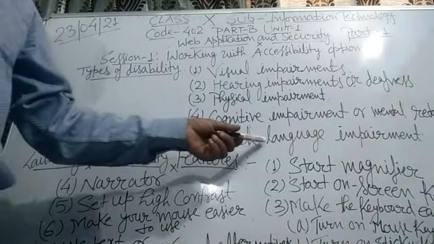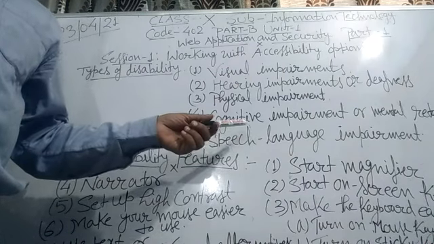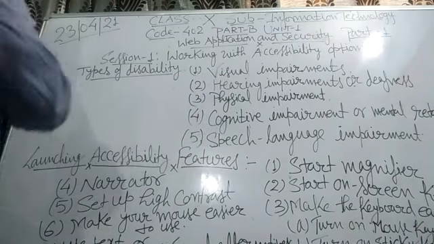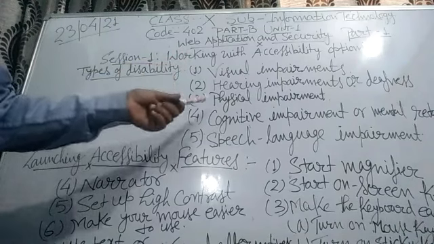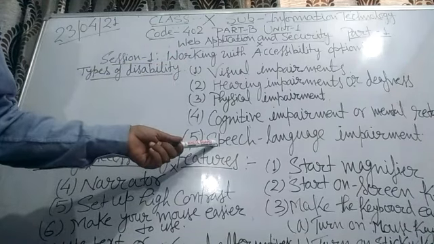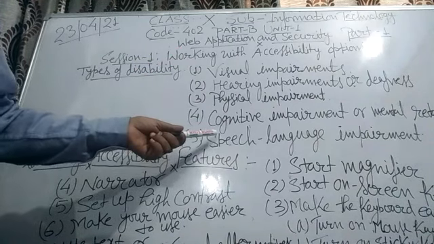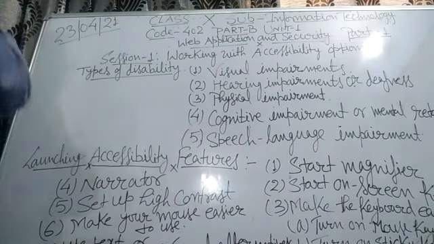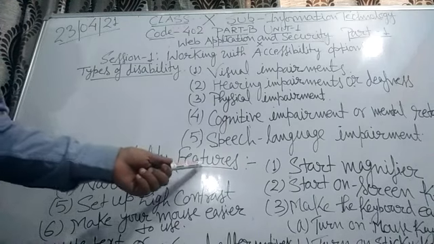Fifth one is speech language impairment. Speech language impairment involves the neurological, cognitive and physical structure and function specific to speech language processing. Such persons come under speech language impairment. Okay. Now next I am going to discuss launching accessibility features.